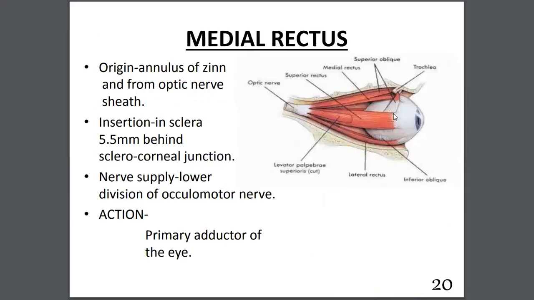Then coming to medial rectus. Origin is again the common tendinous ring of Zinn, and also from the sheath surrounding the optic nerve. Insertion in the sclera is 5.5 mm behind the sclerocorneal junction. Nerve supply is the lower division of the oculomotor nerve. Action: primary adductor of the eye.